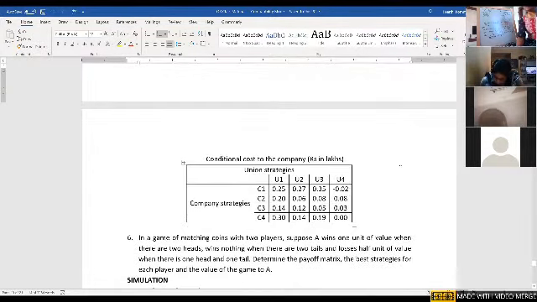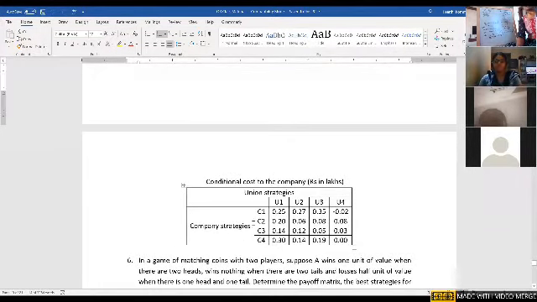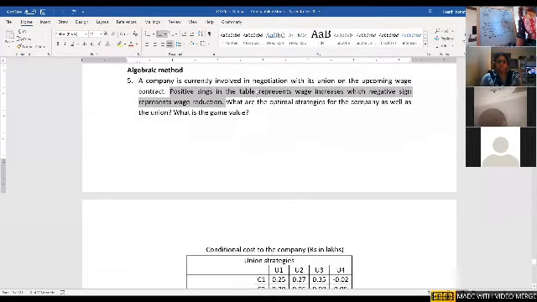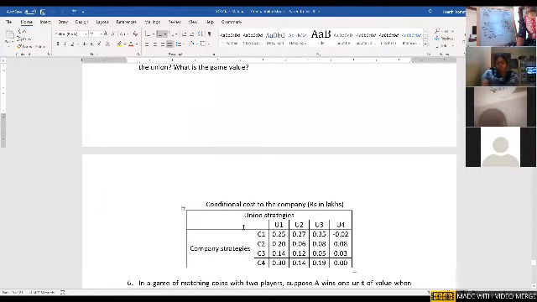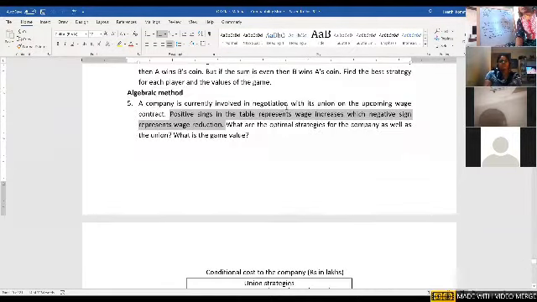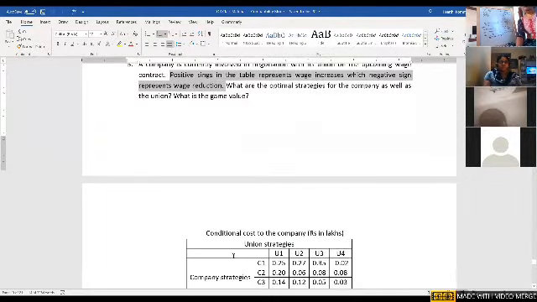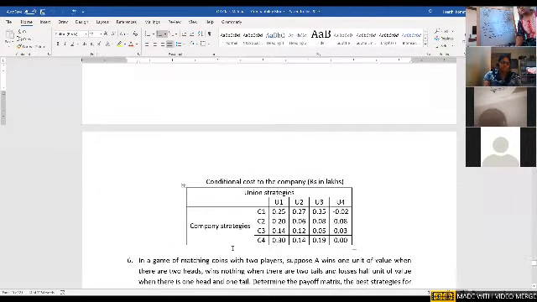So now, if you see, this is the matrix, girls. They gave us union strategies and company strategies. When we see the matrix, a positive sign represents an increase in wage. Now if I take it from the company's perspective, player A is the company. Remember, player A is the company, and player A is winning the game if it is a positive sign. So a positive sign means the wage is increasing. Remember this.